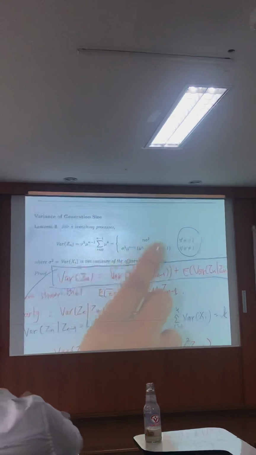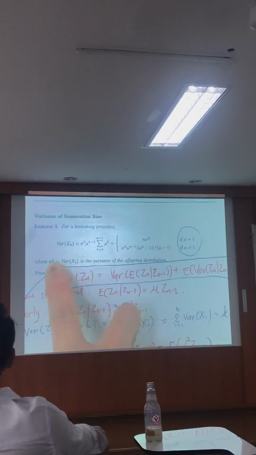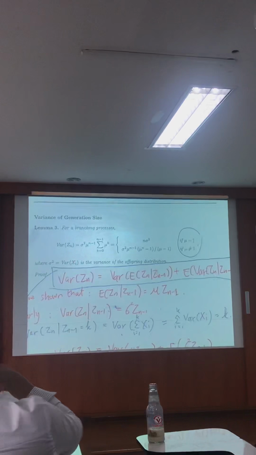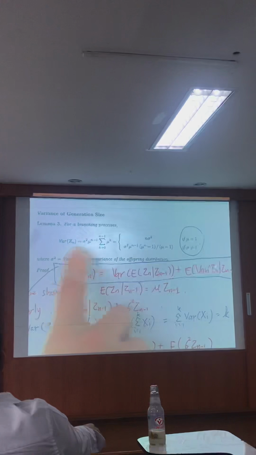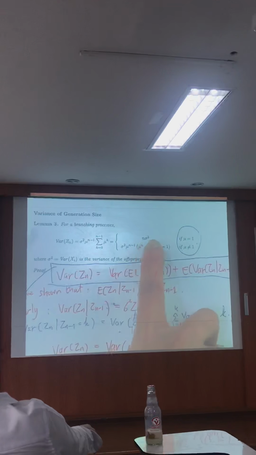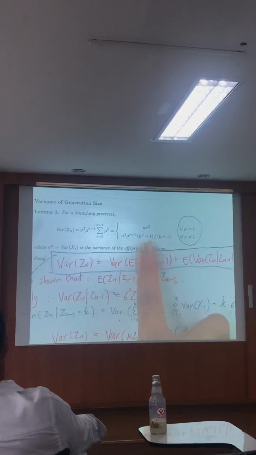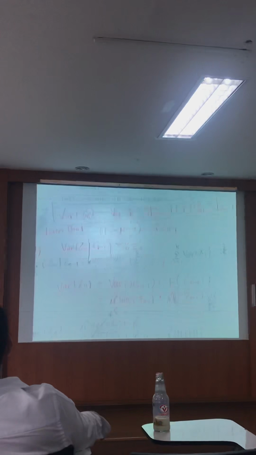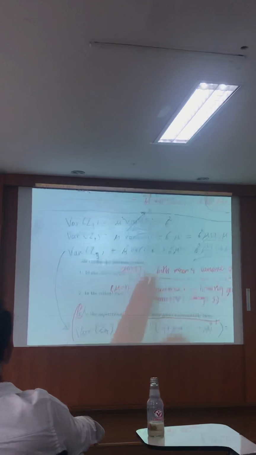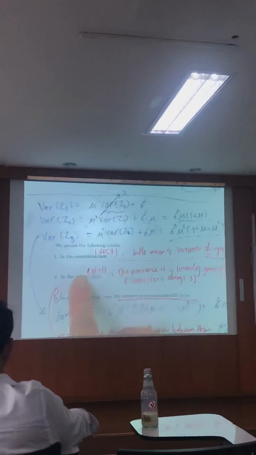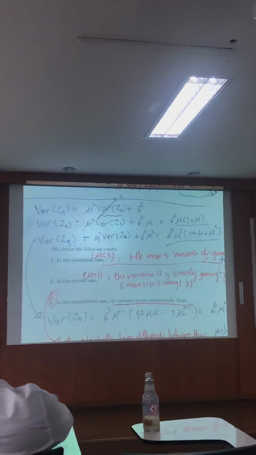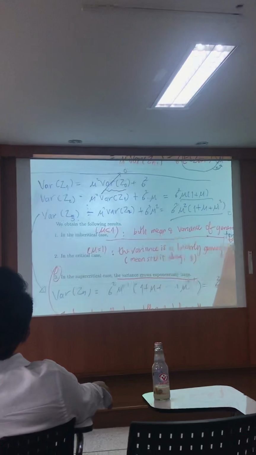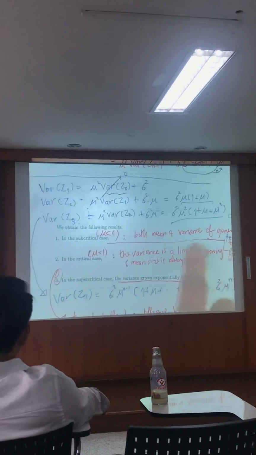We derived this already. Given that sigma squared is the variance of the offspring size, then we can derive the variance of Zn. This is easy, it's just n sigma squared if mu is 1. If mu is not 1, then we have a more complicated result here. But using that, we can also conclude this, right? When mu is less than 1, both mean and variance will tend to 0 when n goes to infinity.